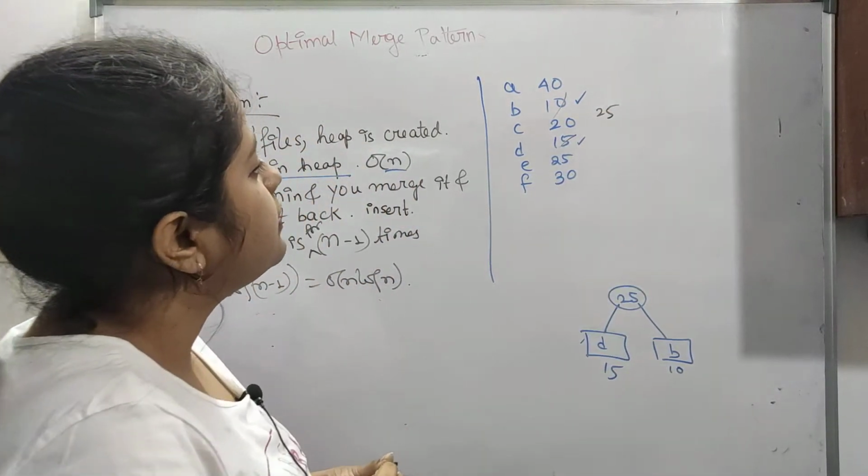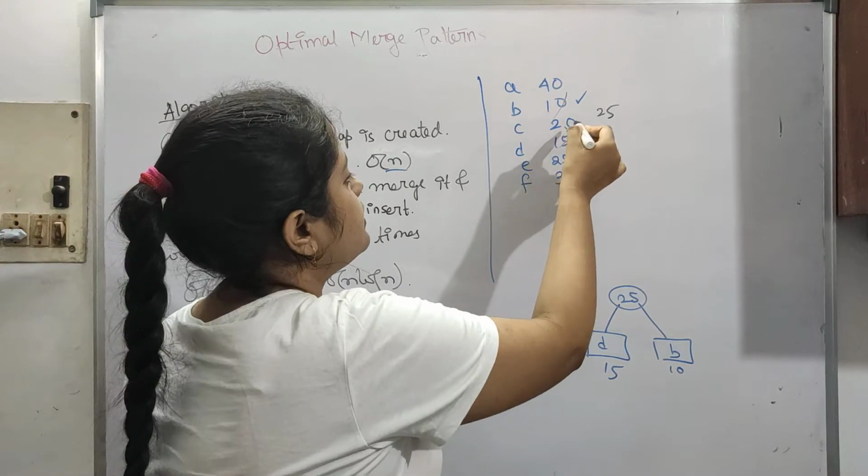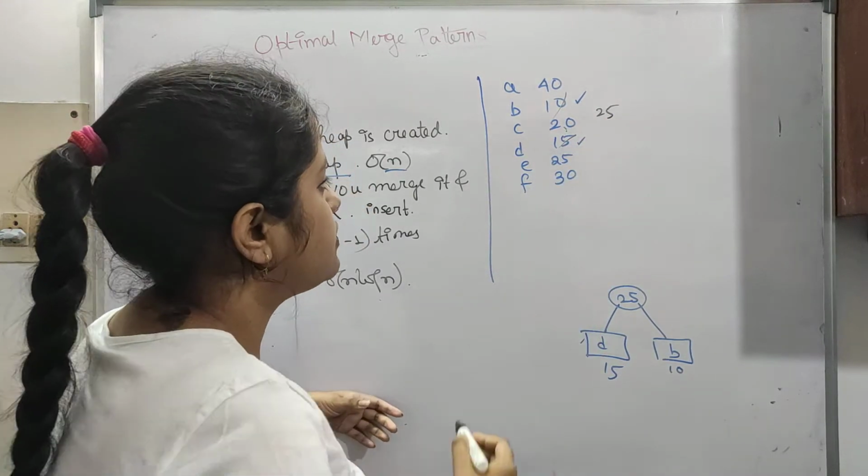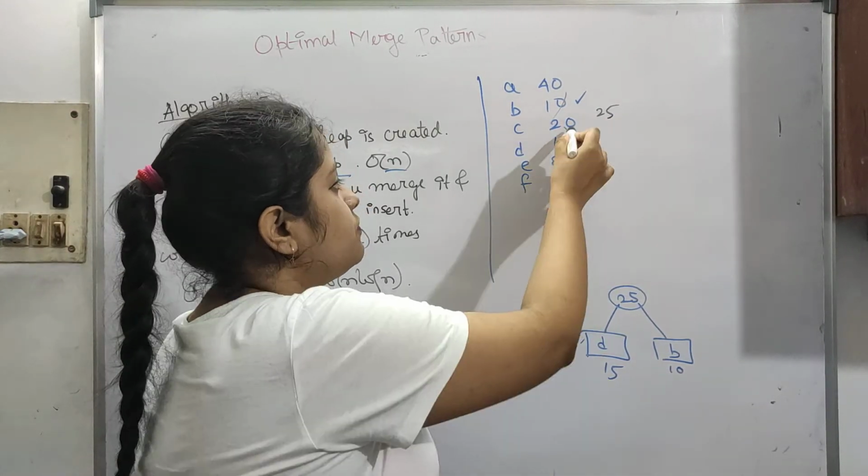So now 20 is there. So 20 and 25 will be in the list. We cannot take 25 because 20 is there.